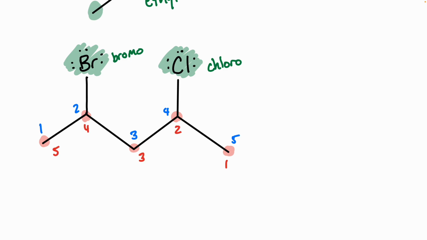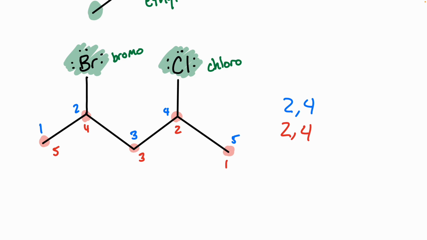Remember when we talked about our numbering scheme, we're going to number such that we get the lowest possible number in our name. But if we look, we have a problem here. In my blue numbering scheme, we have a 2 and a 4 in the name. And in my red numbering scheme, I have a 2 and a 4 in my name. So based on the rule that we covered, the lowest number in the name, we are at a tie here. So if and only if you get to a tie, how do you break that tie?